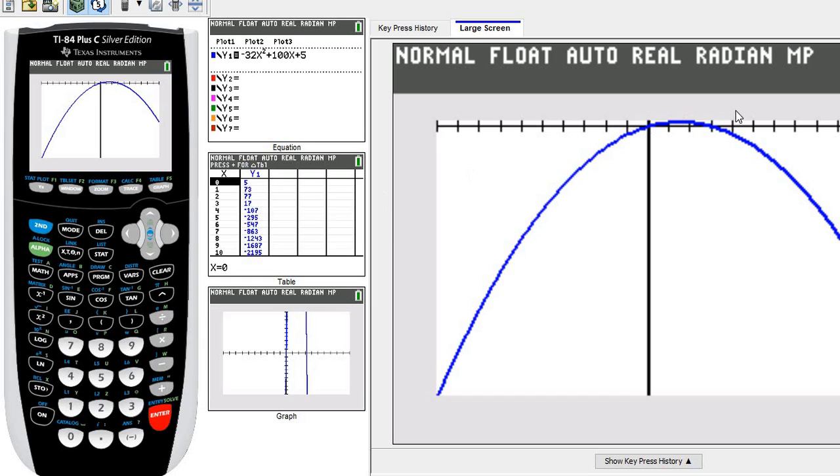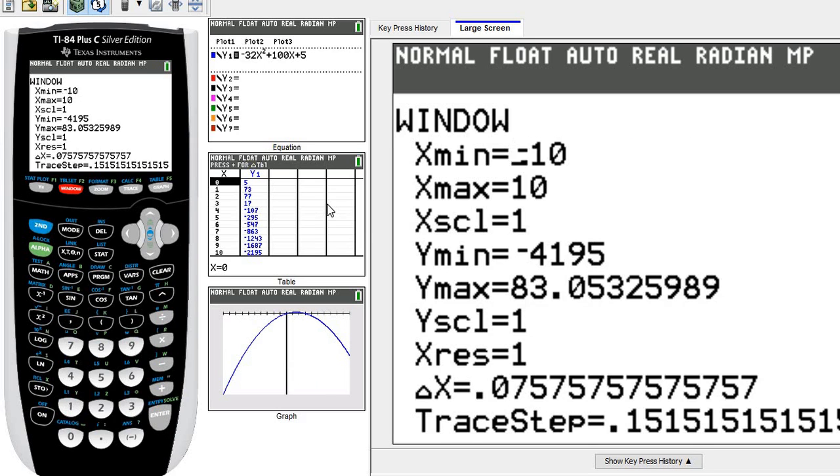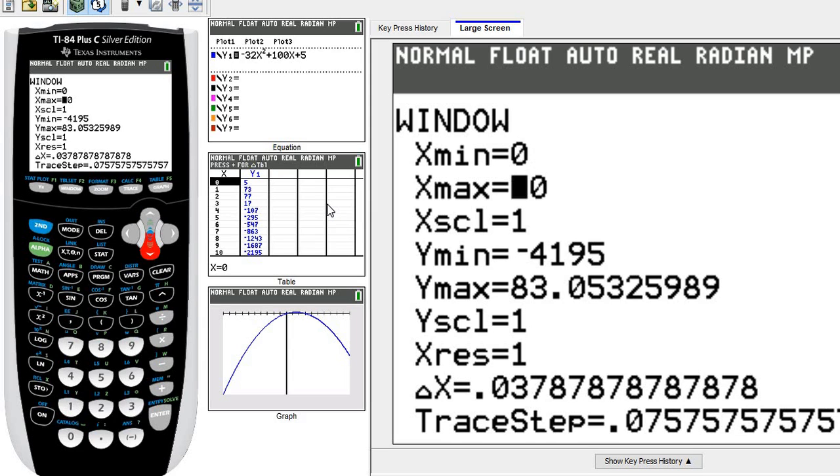Here's how we can fix that, though. I want to get a little bit more height on the Y right there, because I want to be able to see what the max is. So we'll go to window. Our minimum X value, let's set that to 0, because remember, X stands for time. You can't have negative time. The X max, we'll keep it at 10. The ball's probably not going to be flying for 10 seconds.